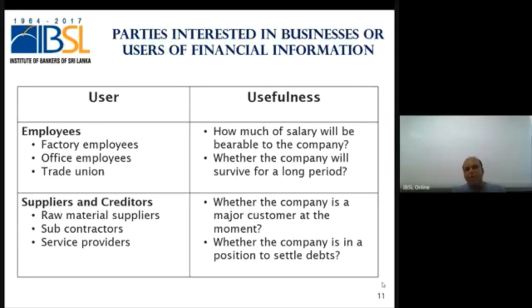So people like suppliers and creditors also would like to know whether the company is in a position to settle the debt. Based on that decision only, I will go and provide you a good or service the next time. Otherwise, I will immediately stop my goods or services being provided to the company.